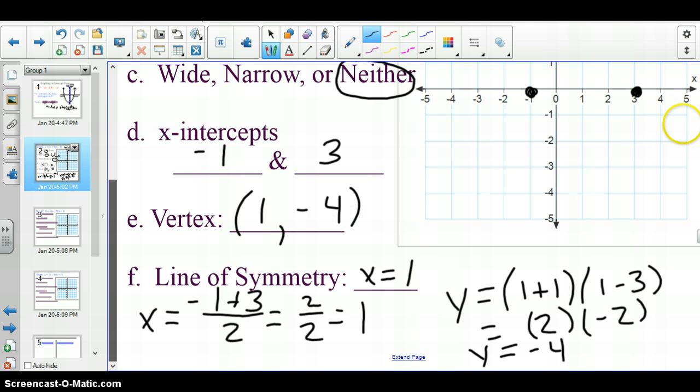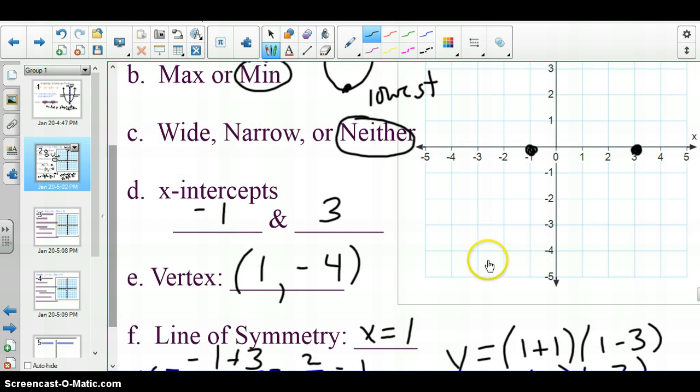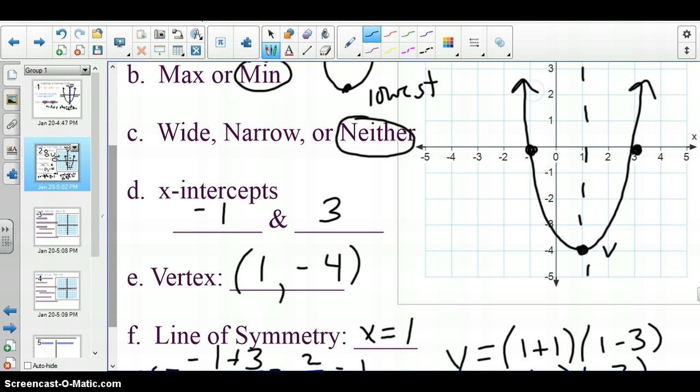So now I'm going to plot my vertex at 1, negative 4. That's my vertex. If you want, we can draw that dashed line for our axis of symmetry. Now we can draw our parabola. Double check it. It opens up, and that is a minimum. Remember, you can pause or stop this at any time to catch up.